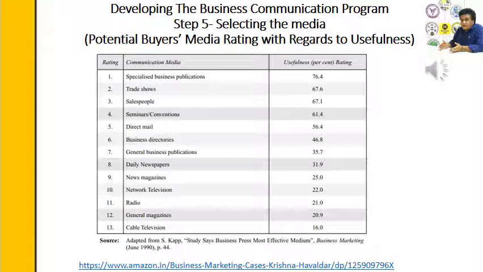But the difference may be because the survey has been done by two different people. They may have chosen two different industries. But the fact is that specialized business publication gets a 76.4% rating, almost 8 percentage points over the rating given to the sales team, which means specialized business publications are considered very credible and authentic when the potential buyers take a decision of buying.